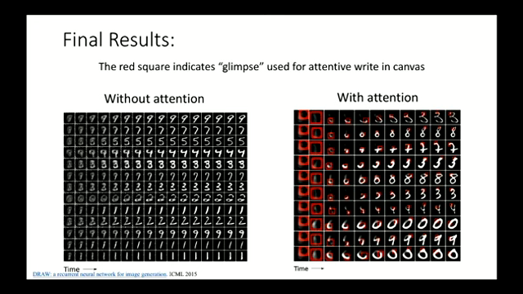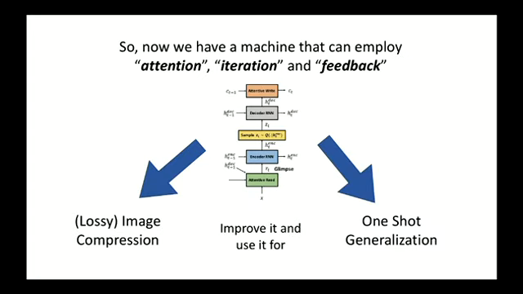And this is the difference between with attention and without attention. Without attention you just blur and then suddenly everything starts becoming clear, while with attention you're sequentially updating. Okay, so now we have one model, a deep generative model, which employs this attention iteration feedback. For the remaining time we have two goals. One, slightly improve it and then use it for two different applications. One is image compression and another is one-shot generalization.